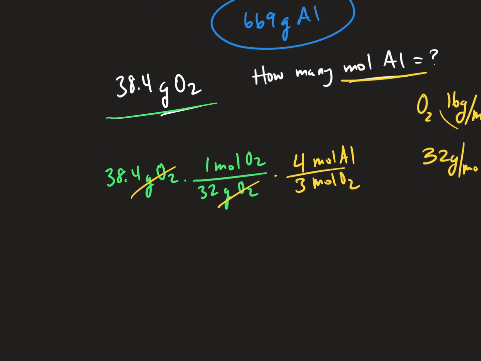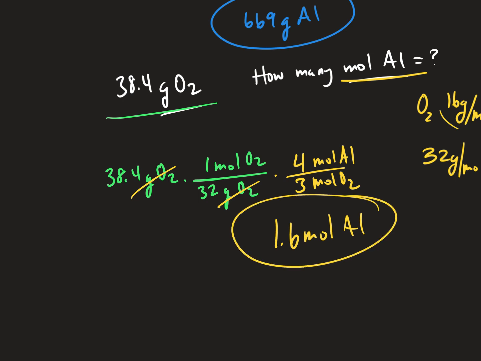And so now we do 38.4 divide 32, multiply 4, divide 3. Are we good? And we should get 1.6 moles of aluminum. Any questions on that? I have a question.